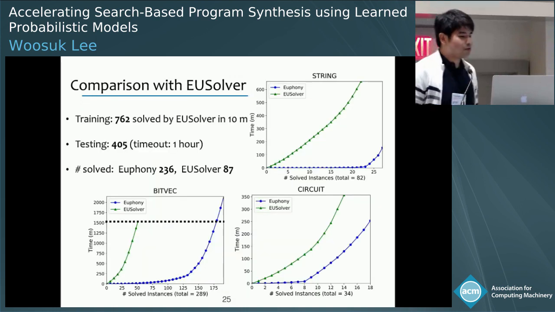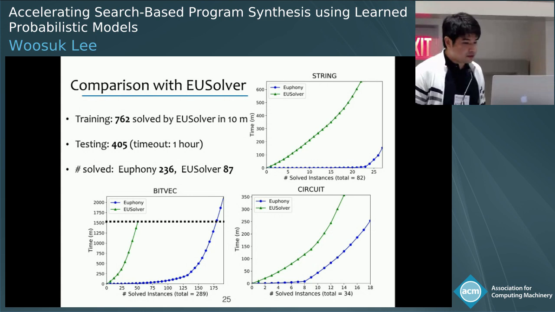We first compare euphony with EUSolver. We learn a statistical model by training on easily obtainable solutions that EUSolver can solve within 10 minutes, and generalize it to solve harder problems. Among 405 testing instances, euphony could solve 236, whereas EUSolver could only solve 87.